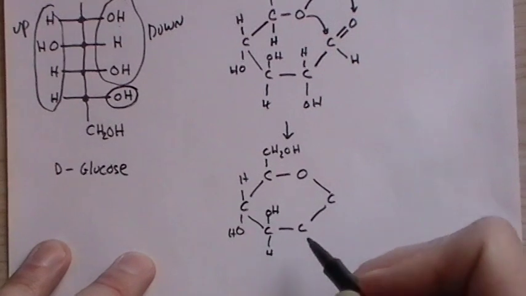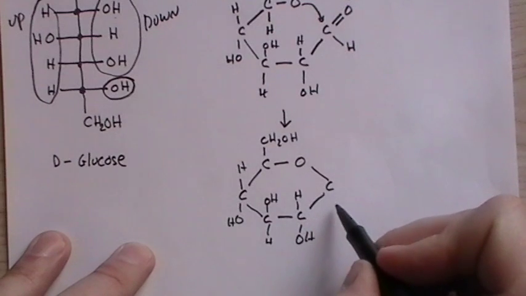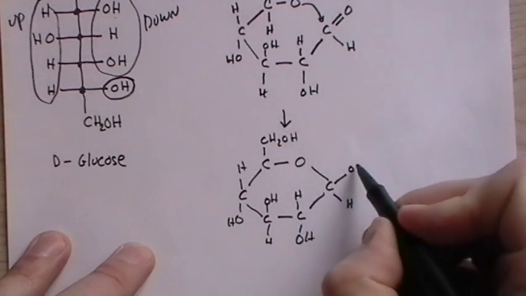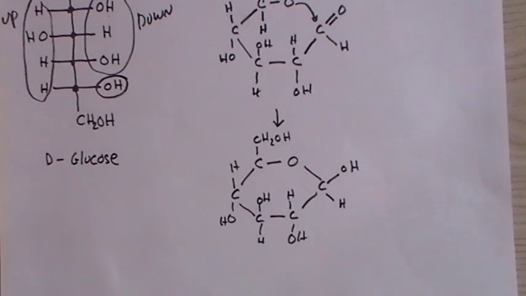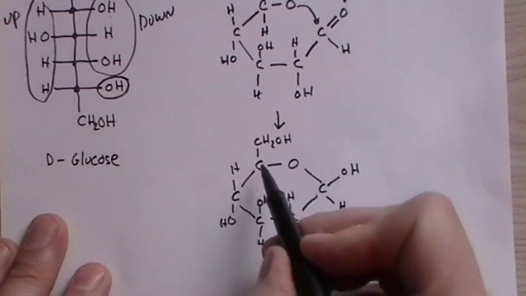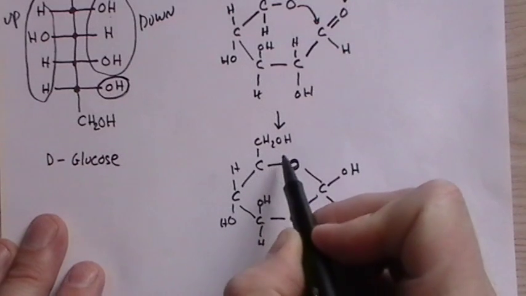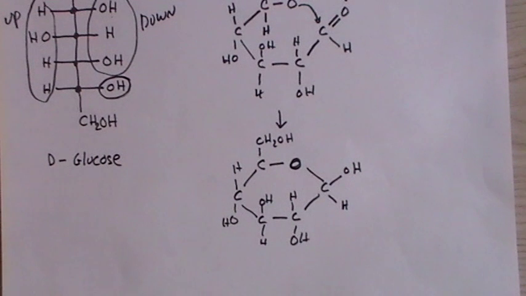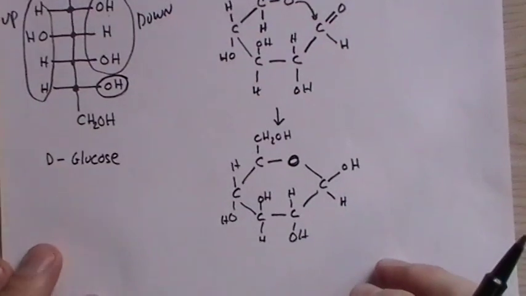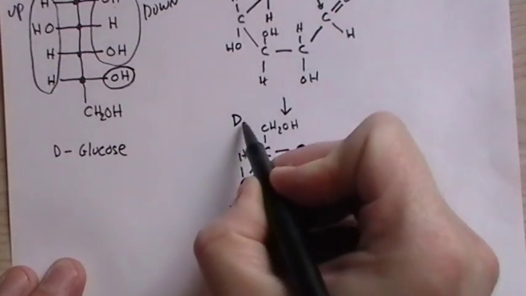You can certainly do this with the line angle structures, which is normally done. You don't show everything, but I want to show everything this time. And then as this ring is closing, the OH group can be above or below. Each is possible. Now, with the oxygen here, and the CH2OH group above, this is D.